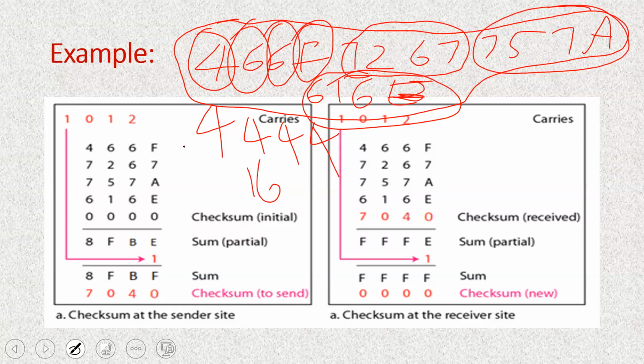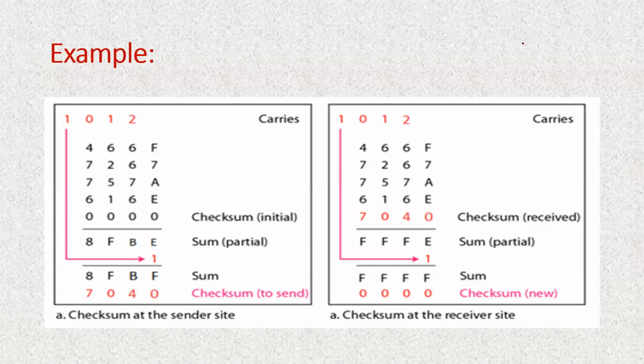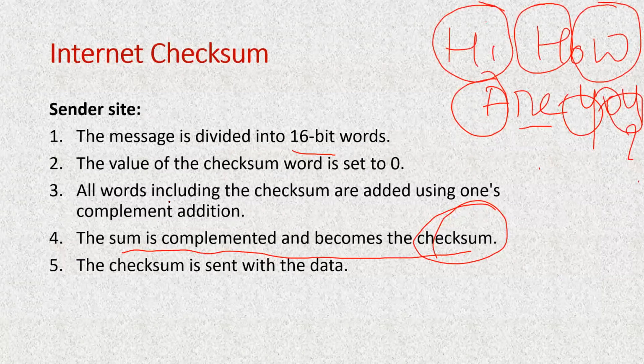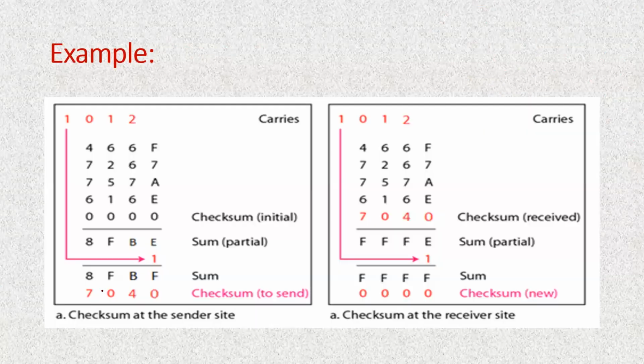466F, 7267, 757A, 616E. These are the words. You arrange it like this. What is the second step? The value of the checksum word is set to 0. Assume that the checksum initially is set to 0.